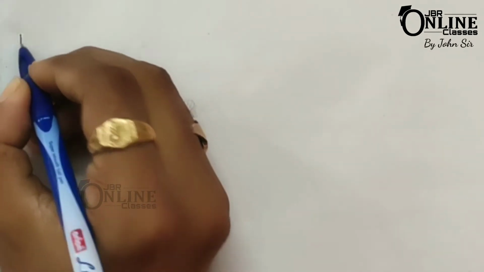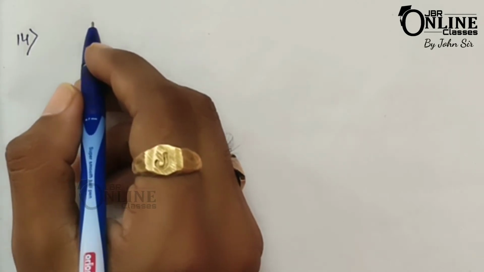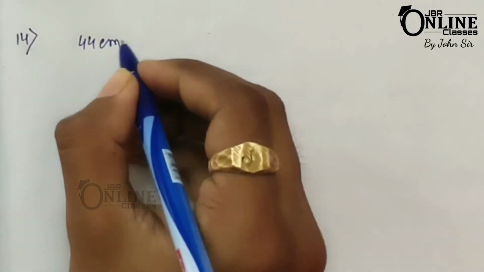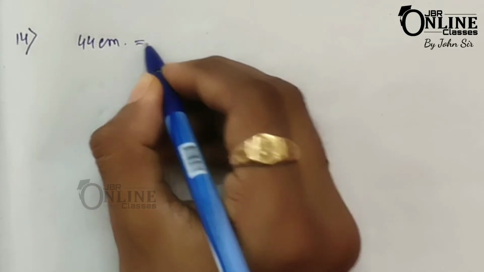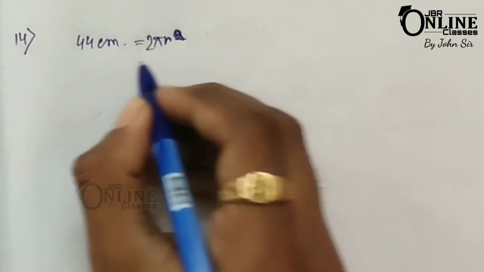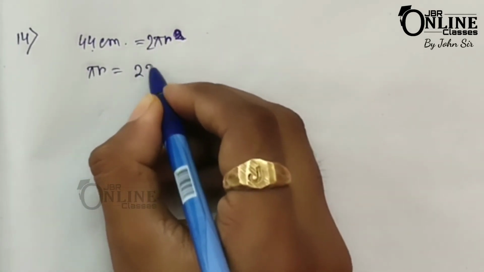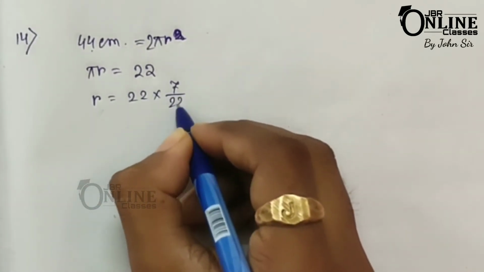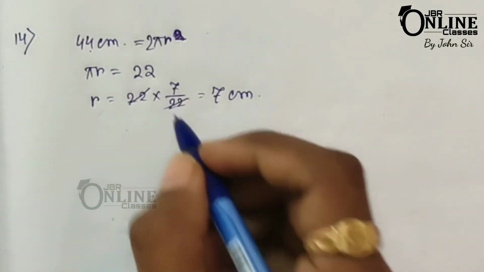Okay, now I am going to solve sum number 14. In sum number 14, the perimeter of the base of a cone is 44 centimeter. Now base means a circle, so 44 centimeter means, sorry, 2πr. So 2πr equals 44, then πr equals 22 and then r equals 22 × 7/22. So that means 7. Okay, so 7 centimeter is the radius for that sum.